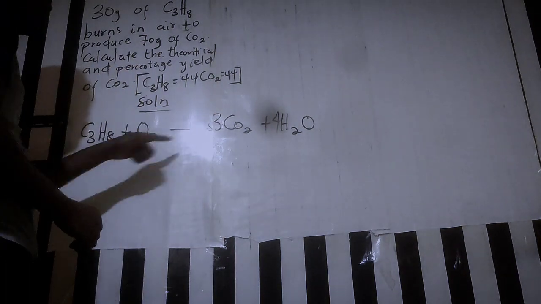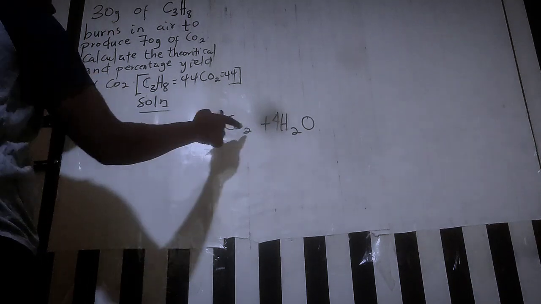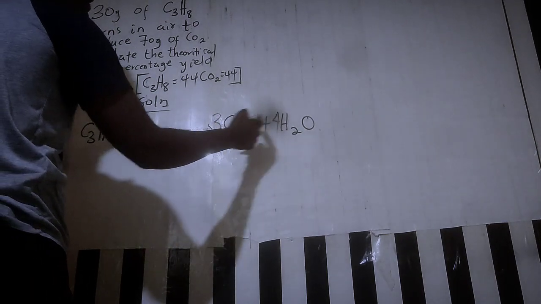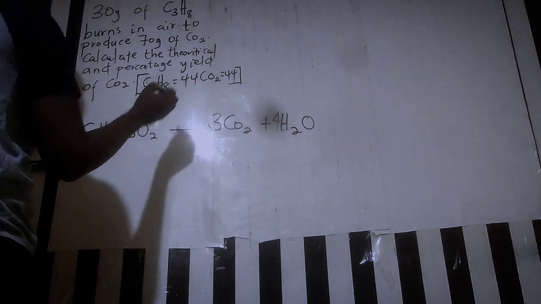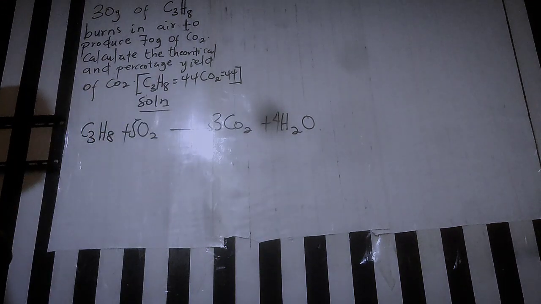So that's C3. And since 3 times 2, 6 plus 4 is 10. Oxygen is 10 over here. So I can choose to put 5 in front of this. So now the equation is balanced.